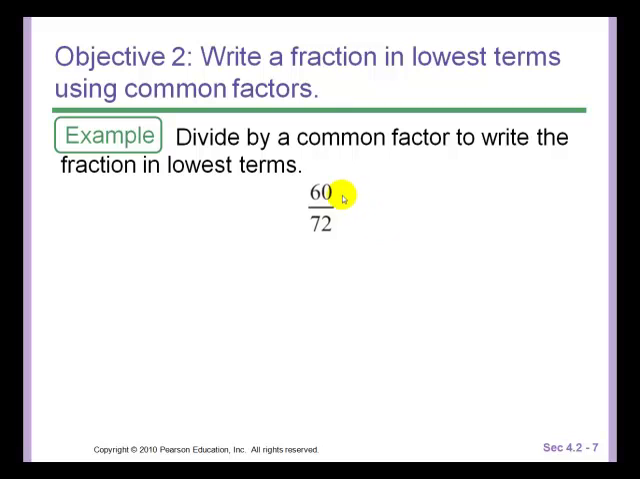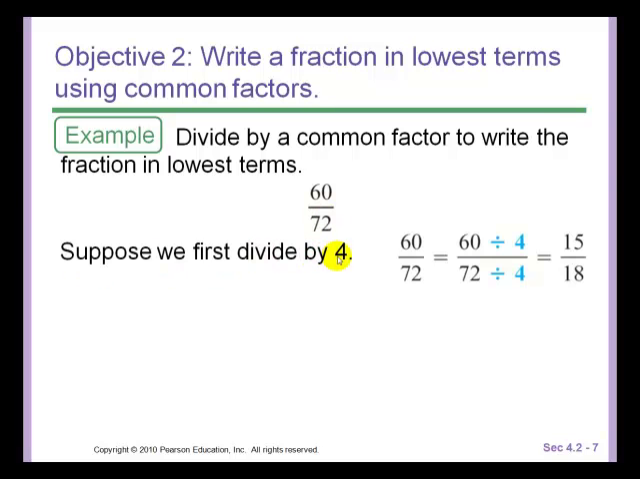Here's our first example. Divide by a common factor to write the fraction in lowest terms. 60 over 72. We could divide both 60 and 72 by 4. 60 divided by 4 is 15. 72 divided by 4 is 18. Notice how I have the divided by 4 on both the top and the bottom. If you only have a single divided by 4, that is very wrong, and you will lose points. Both the top and the bottom are being divided by 4.